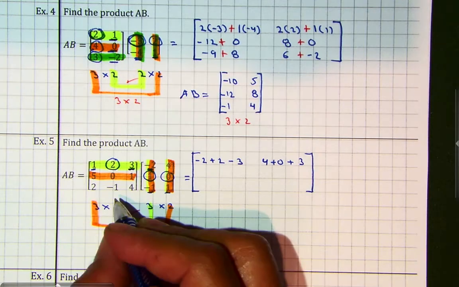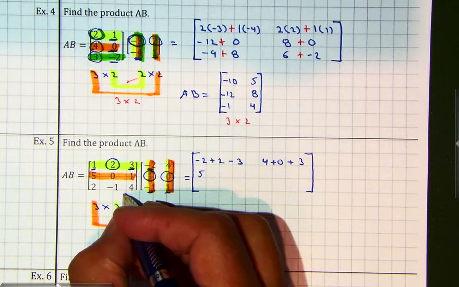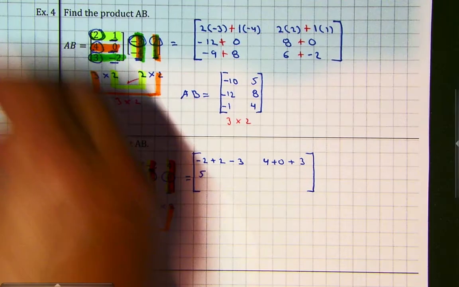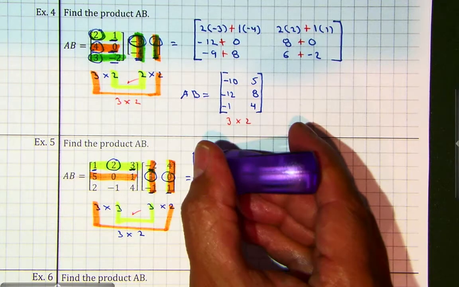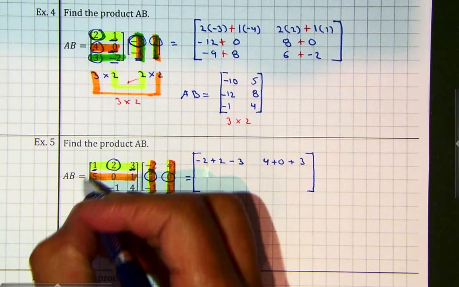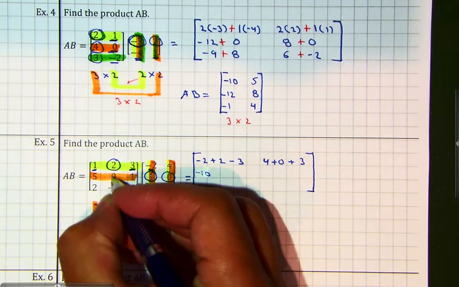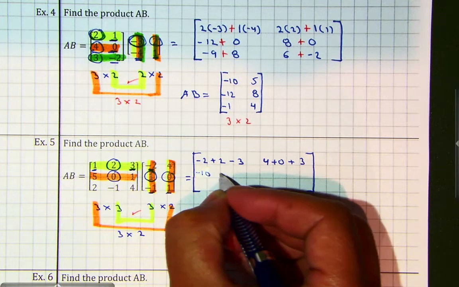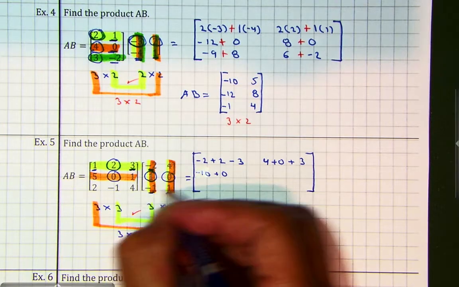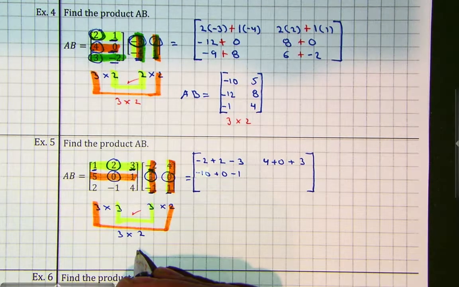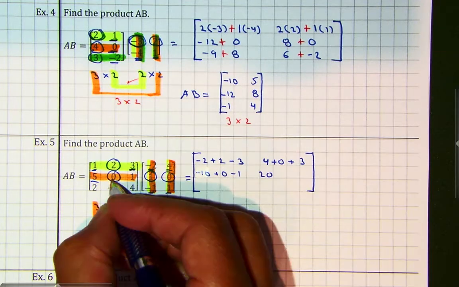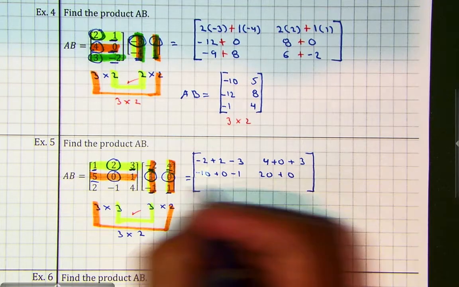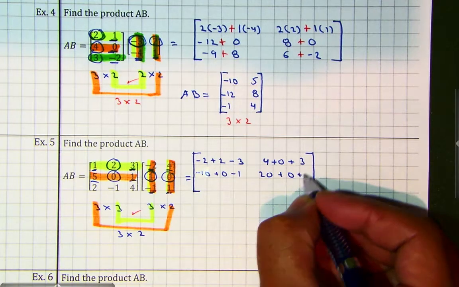You got it? So it'll be 5. Oh, what did I do? See, I'm not really messing up. So it's not 5. What is it? First number by the first number, so it'll be negative 10. Second number by the second number, so it'll be plus 0. Third number by the third number is negative 1. Then the first number by the first number is 20, 0, and plus 1.